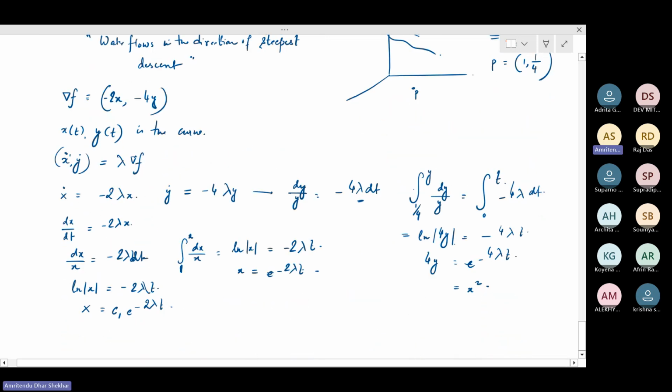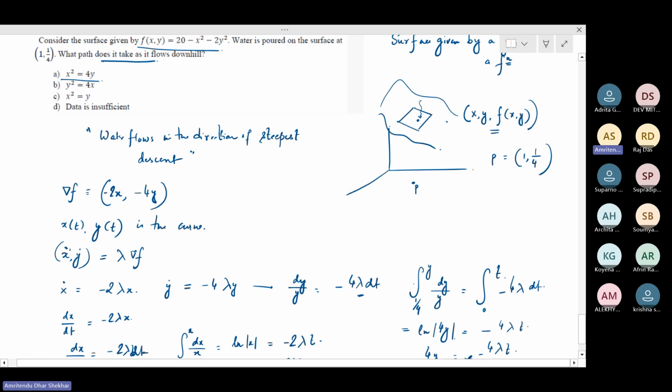Yeah, we just solved for the curve, which will be in some direction of the gradient. It's going to be in some negative direction, so lambda would turn out to be a negative quantity. But eventually you just eliminate lambda and t from the equation to get 4y is equal to x squared. Okay, so I hope this was clear.